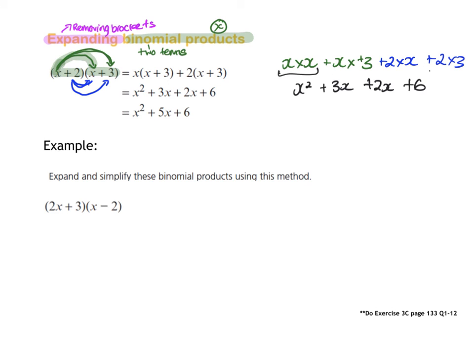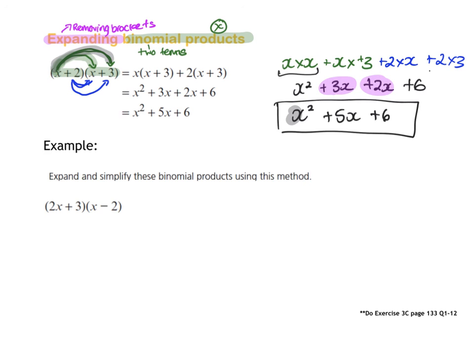So if you do it the way I said, the green arrows first and then the blue, you can see the like terms are right next to each other. And that's handy, isn't it? Because when you're asked to simplify this, you have to add them if they're like terms. I can't add the x squared with anything else because there's no other x squareds. But 3x plus 2x is what? Good. And then the 6, there's no other numbers, so I just leave it. And that's done. We've expanded that.